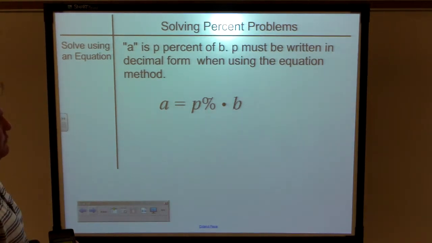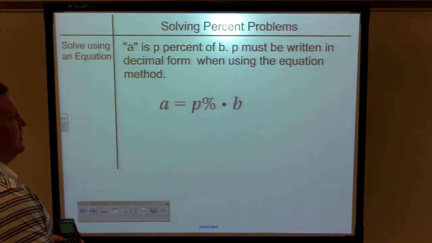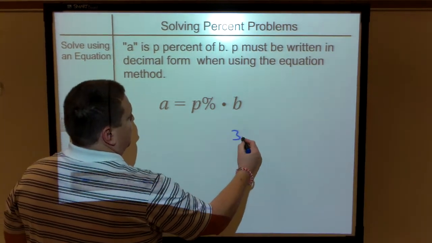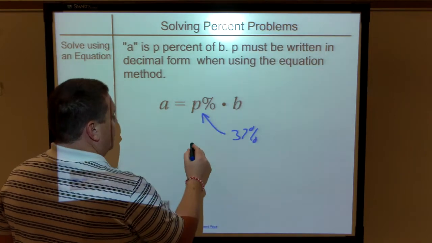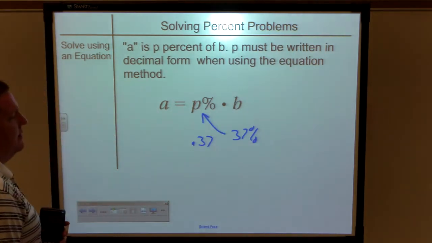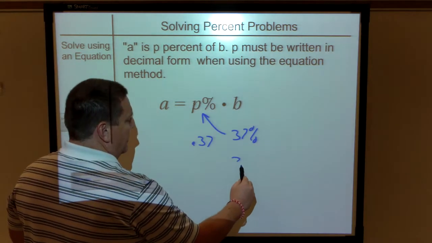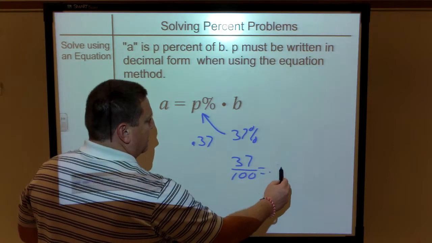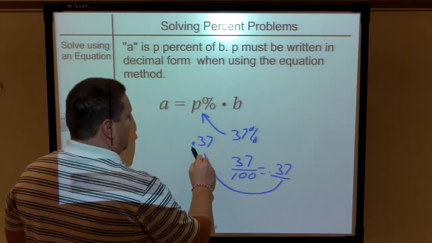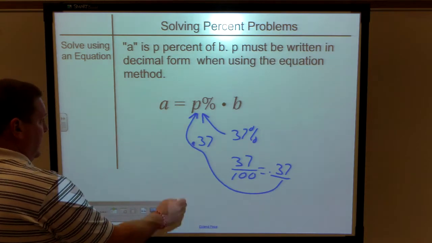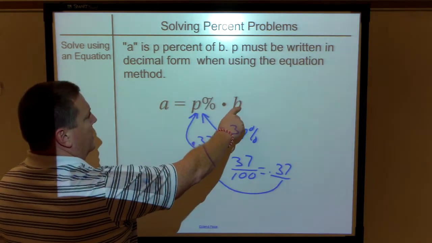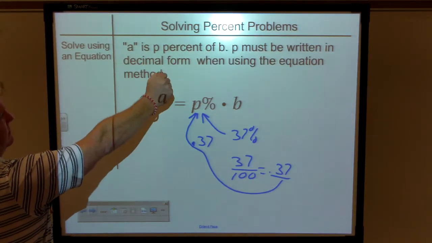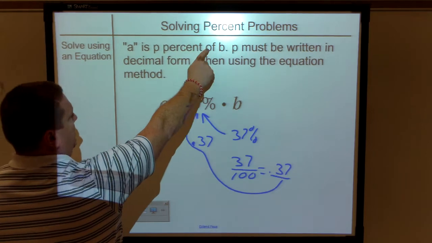P must be written in decimal form when you use this method. Okay, so this has to be a decimal. So if I say 37%, then what would go here would be 0.37. Remember I said earlier to change a percent into a decimal, put it over 100, top divided by bottom, and that would give us 0.37. And that number then would go right there. This is still the part, this is still the total, and of does mean multiply. Is, of course, means equals, so A equals some percent times B.